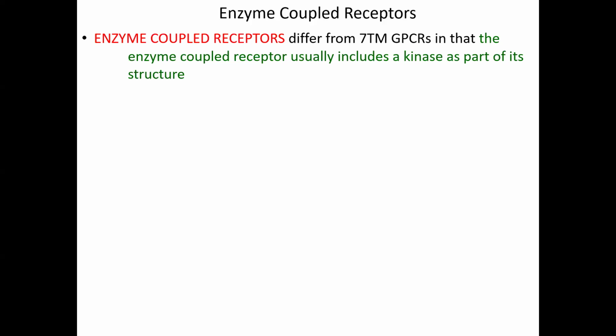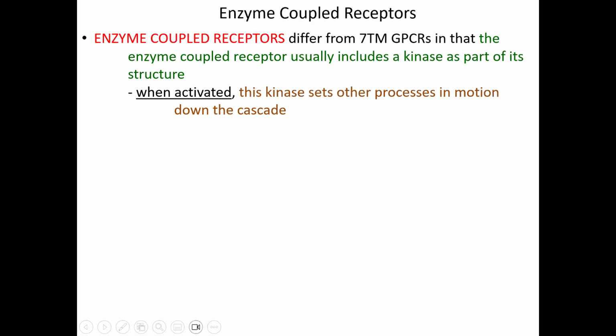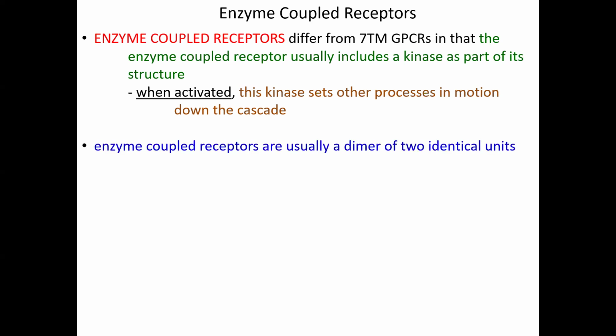So if you think about the GPCRs, it was the second messenger that diffused into the cell and turned the kinase on, and that kinase gave us our cellular response. For enzyme-coupled receptors, the kinase is linked directly to the receptor itself. When activated, the kinase that's coupled to the receptor is going to set a cascade into motion, and that cascade of cellular events is going to transduce the message into the cell so that the cell can respond accordingly.